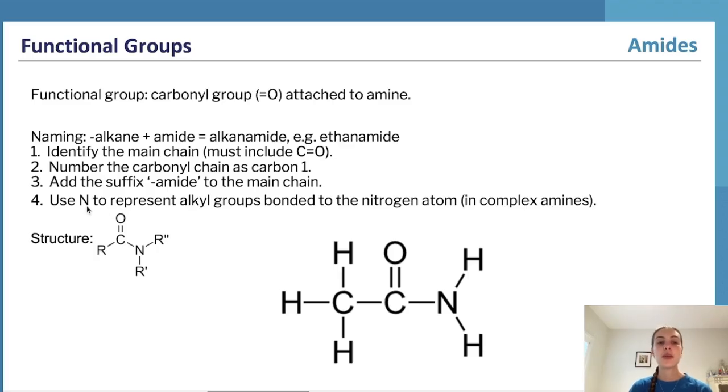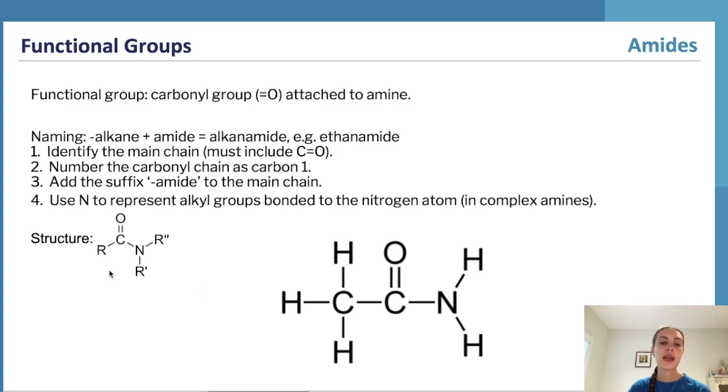Finally, this is the one step which is quite different from the amines, but we have to use N to represent alkyl groups bonded to the nitrogen atom. And so that's in our more complex amides. So for example, this is going to be our main chain here because it's got the carbonyl group, but we can also have alkyl groups bonded off here, which won't have the double bonded oxygen in them. So they will just be a general alkyl group. So for example, we could have 1 carbon bonded off here, and so that would be an N-methyl group. So the N representing that the methyl group is coming off the nitrogen atom.